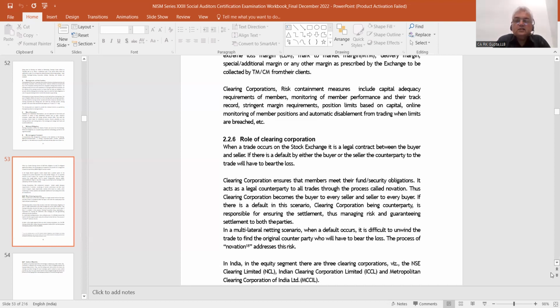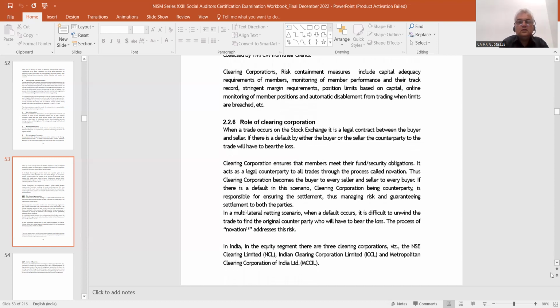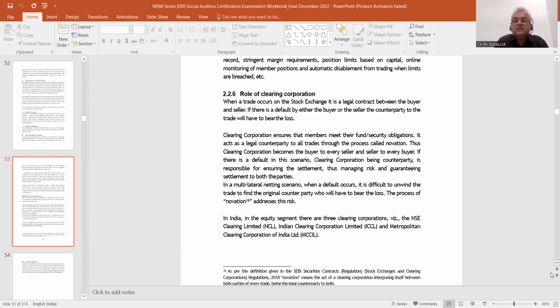In a multilateral netting scenario, when a default occurs, it is difficult to unwind the trade to find the original counterparty who will have to bear the loss. So the process of novation addresses this risk because every time clearing corporation enters. In India, in the equity segment, there are three clearing corporations, namely NSE Clearing Limited, Indian Clearing Corporation Limited, and Metropolitan Clearing Corporation of India Limited.